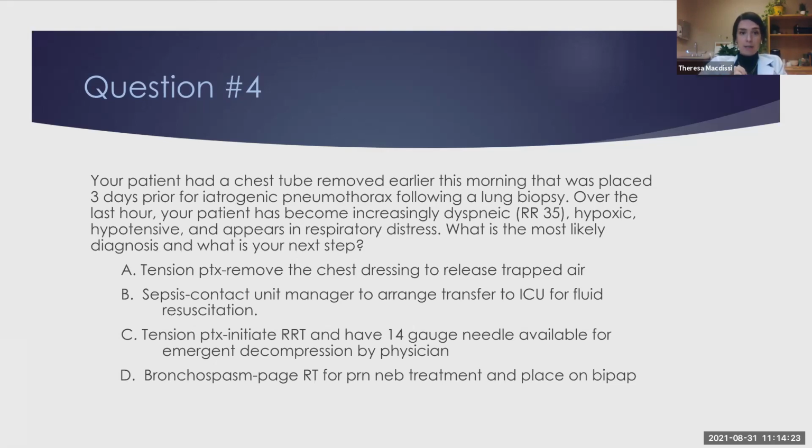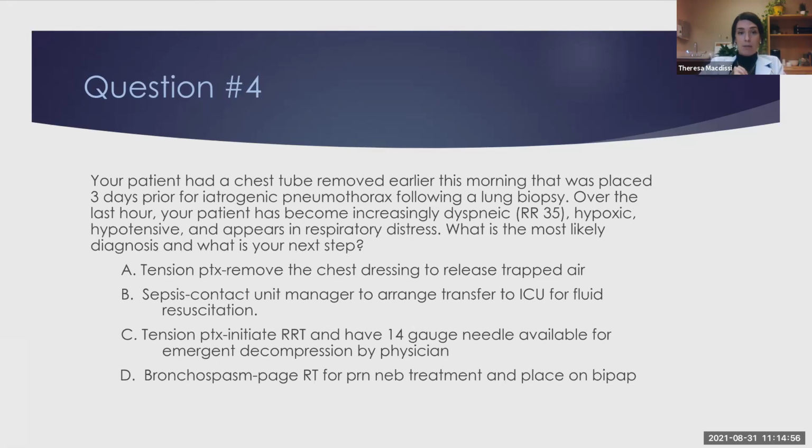So A, tension pneumo, they got the first part of that right. But removing the chest dressing on the outside of the chest wall is not going to release any trapped air. In fact, it may actually introduce more air into the intrapleural space. B, sepsis. I suppose they could be septic, but given the timing that their chest tube was just recently removed, and the fact that they're having respiratory distress, that speaks more to something going on with the lungs that is in the acute setting.